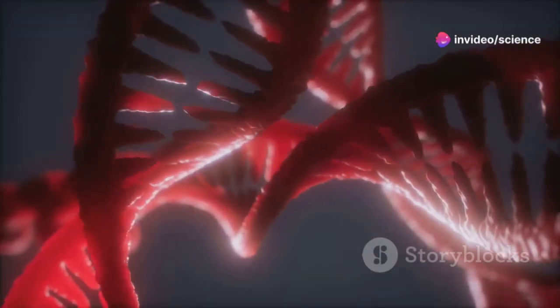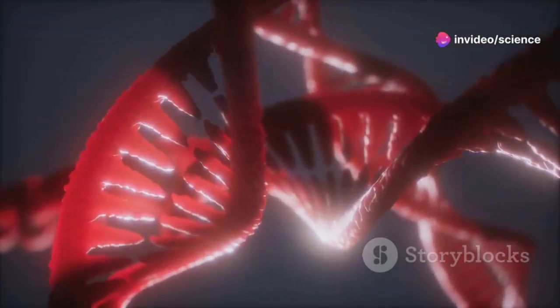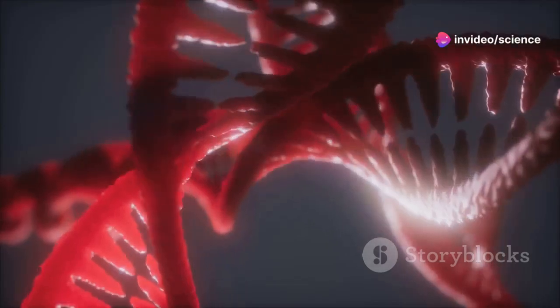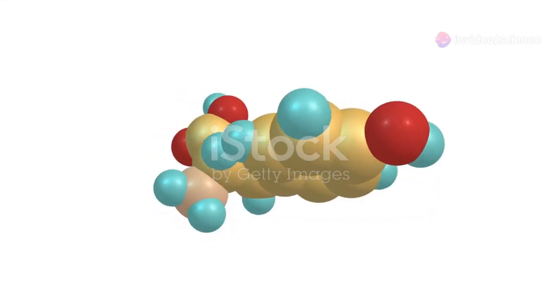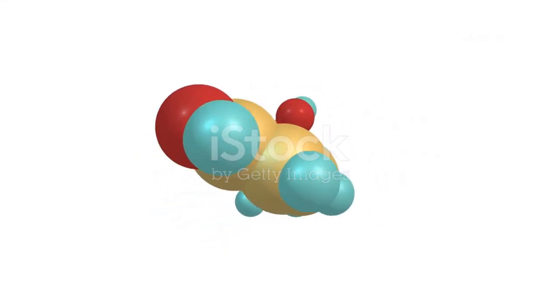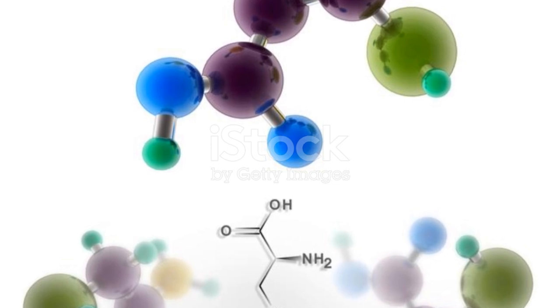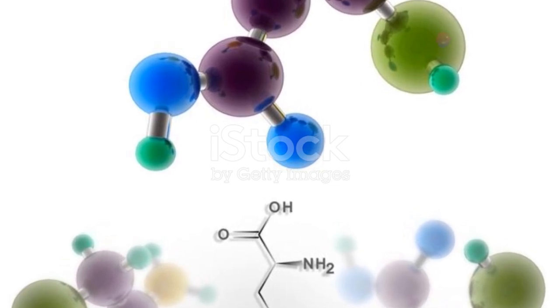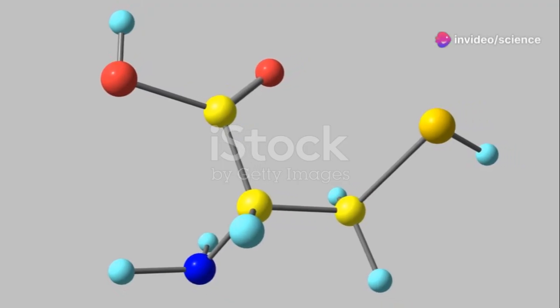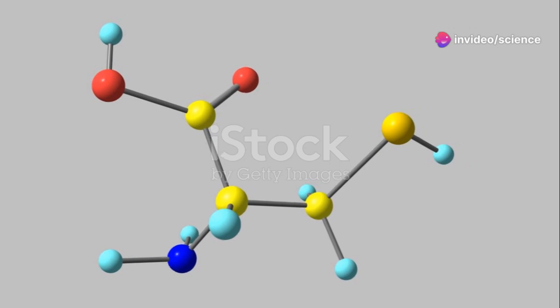Imagine tiny bridges connecting different parts of a protein, stabilizing its structure and enhancing its function. That's the role of disulfide bonds in the protein world. These strong chemical bonds form between cysteine amino acids, creating cross-links within a protein or between different protein chains.